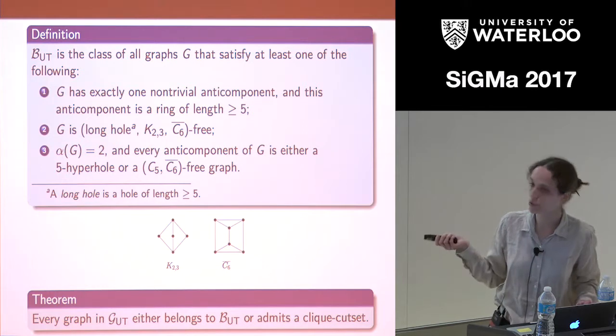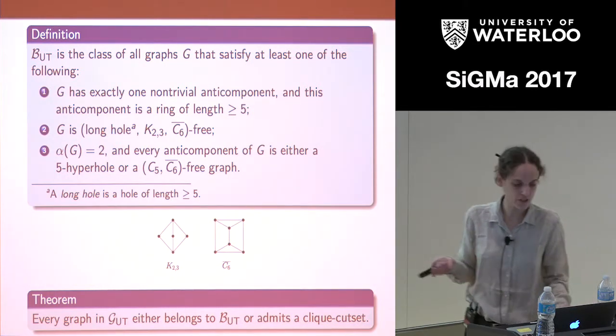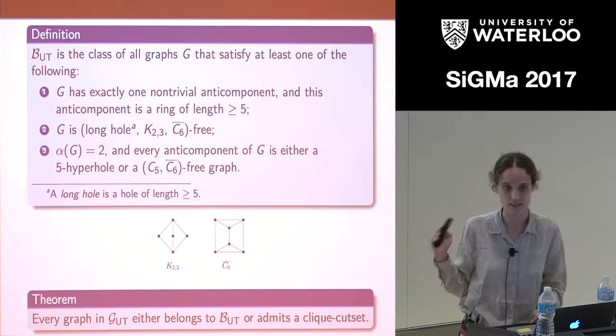And then this theorem on the bottom, you've already seen it, but now it makes sense because you know what the basic class is. It says that every graph in GUT either belongs to this basic class that I just defined or it admits a clique cutset.